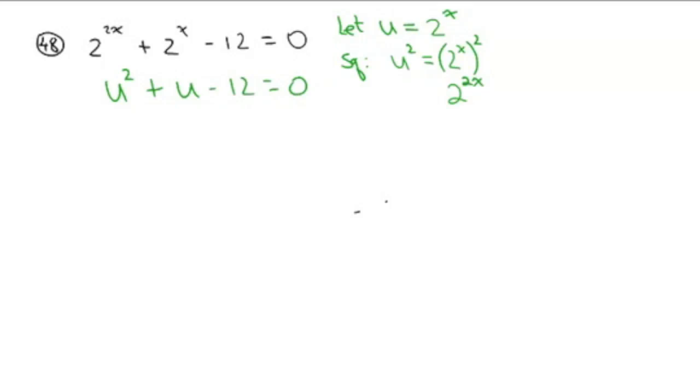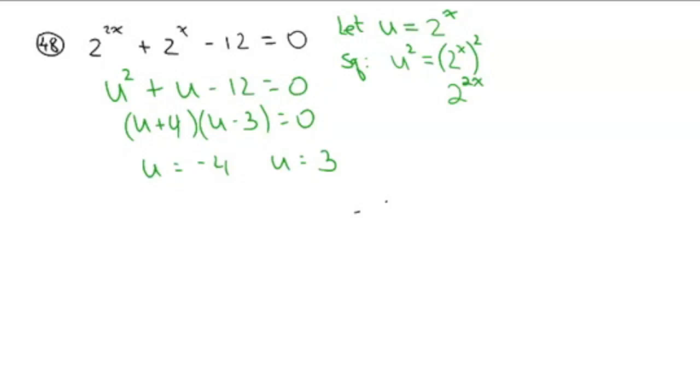All right, factor. u plus 4 times u minus 3. So then you get u is equal to negative 4 and u is equal to positive 3. Great. Except for one problem. You gotta see if it works. We're not solving for u, we're solving for x.